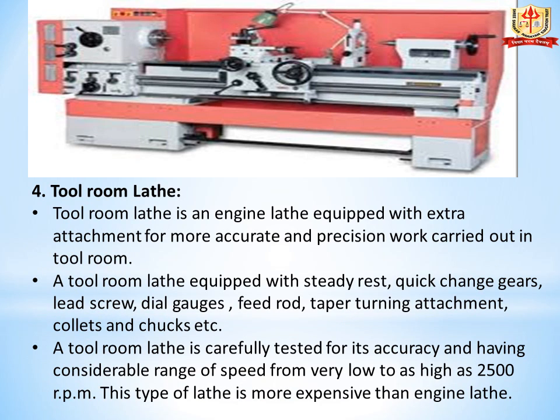Next machine, tool room lathe. First point, a tool room lathe is an engine lathe equipped with extra attachments for more accurate and precision work carried out in a tool room. Second point, a tool room lathe is equipped with a steady rest, quick change gears, lead screw, dial gauge, feed rod, taper turning attachment, collets and chuck, etc.